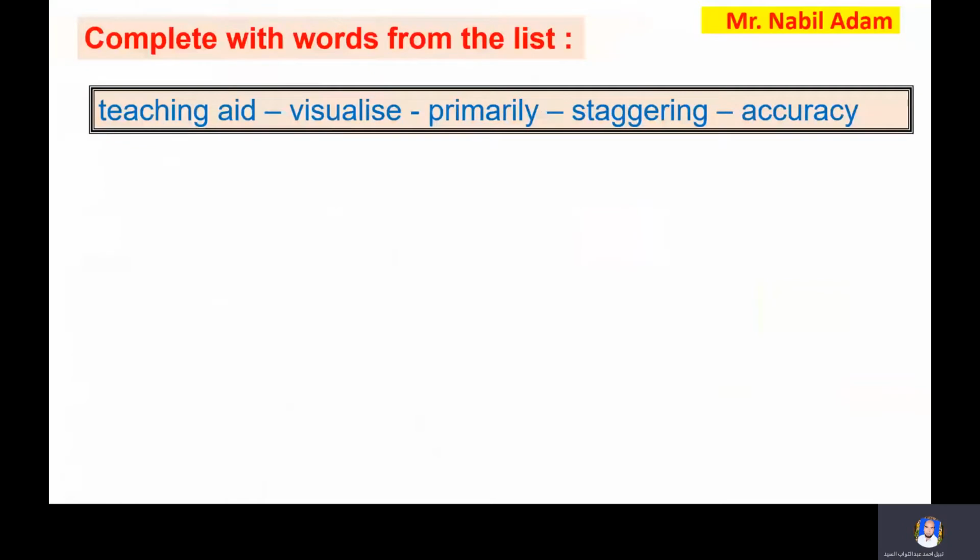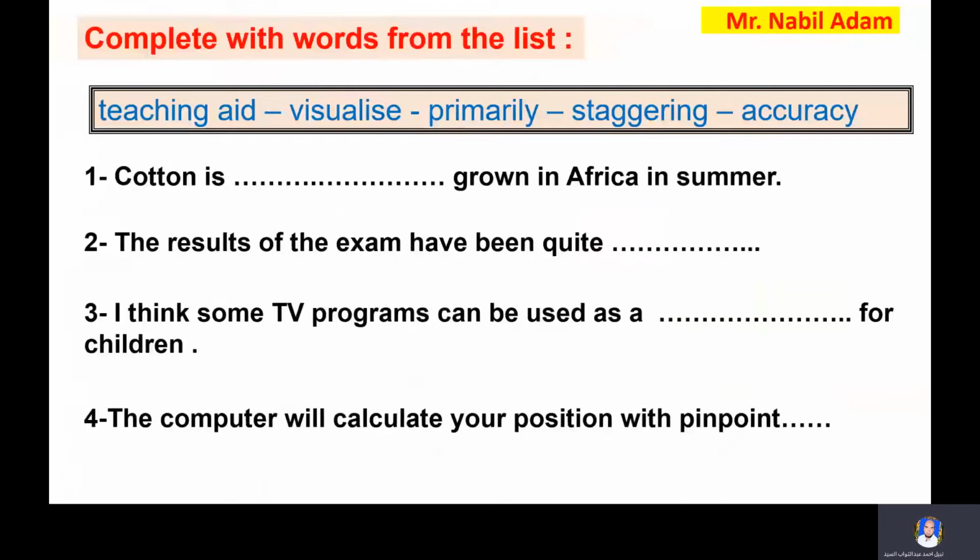Complete with words from the list: teaching aid, visualize, primarily, staggering, accuracy. Fill in the space with the right word. Please read the sentence and fill in the space with the correct word from the list. Number one, cotton is primarily grown in Africa in summer. Number two, the results of the exam have been quite staggering.